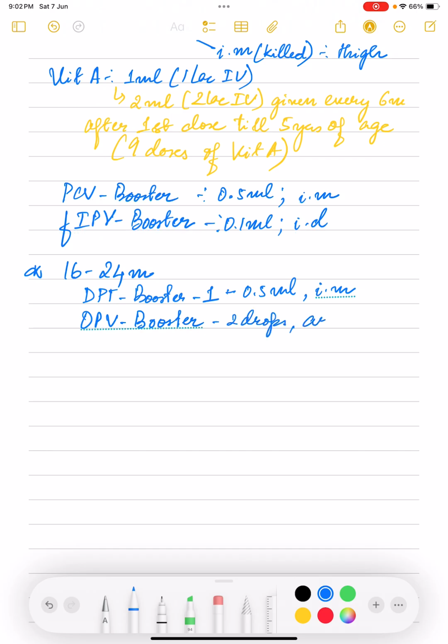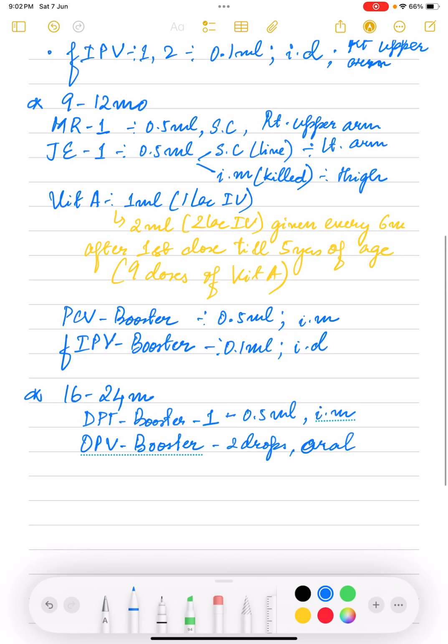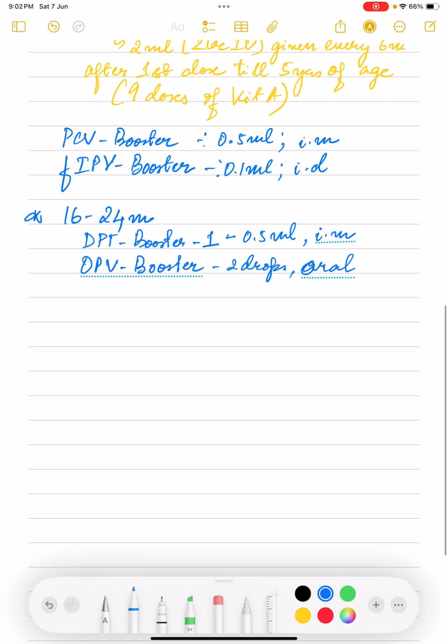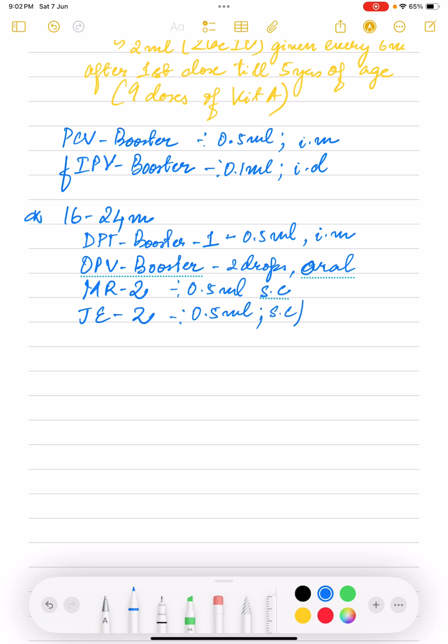Along with this we have second doses of vaccines. At 9 months we give MR and JE. Now we have second doses of those vaccines, MR2 and JE2. Again the dose is same, 0.5 ml subcutaneous. This is 0.5 ml. It can be subcutaneous or IM, depending on what we are giving, live or killed.